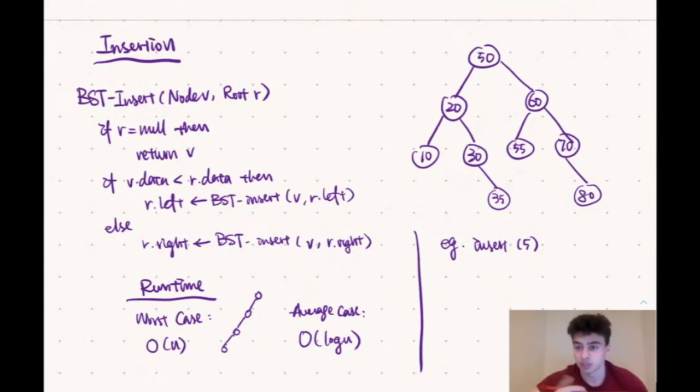And now we're going to trace back the recursive calls of our algorithm. Since in the last recursive call, we set 10.left to the return of the recursive call, it's going to set 10's left child to be our node 5. And it's going to reset 20's left child to be 10. It's going to reset 50's left child to be 20. And we'll terminate all the recursive calls. Let's do another example. Let's insert 45.